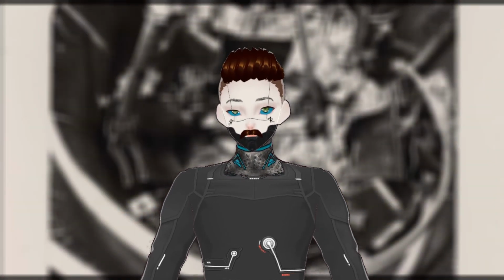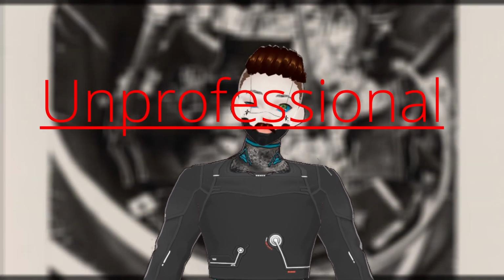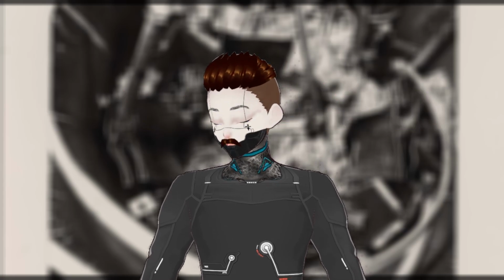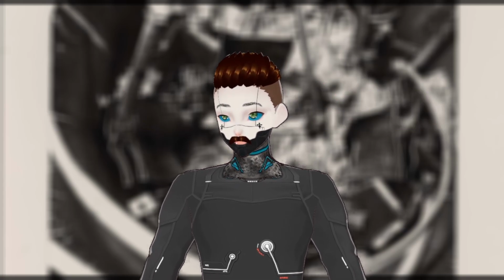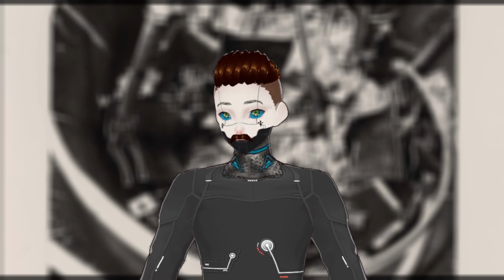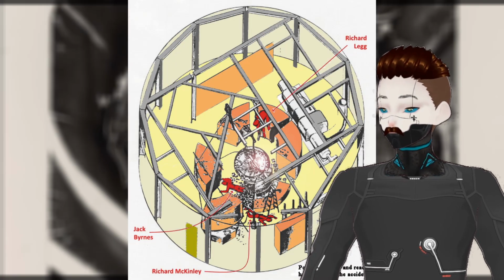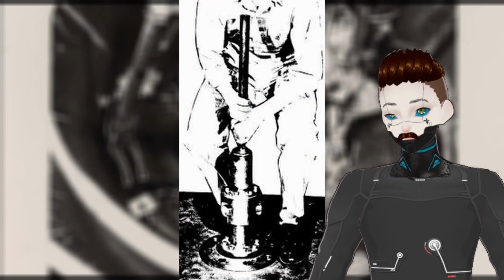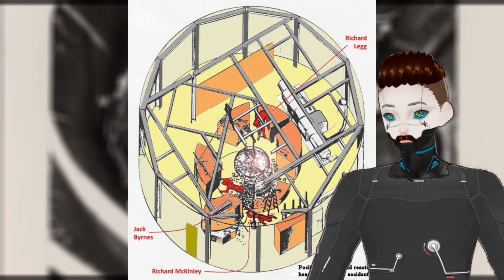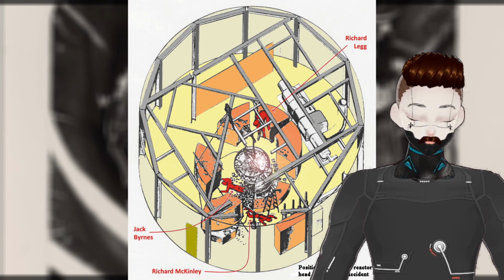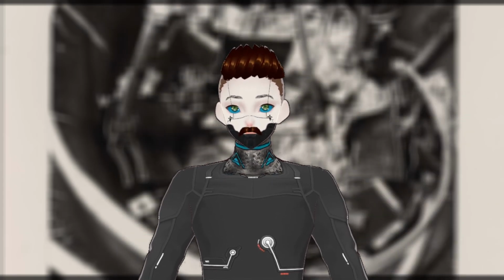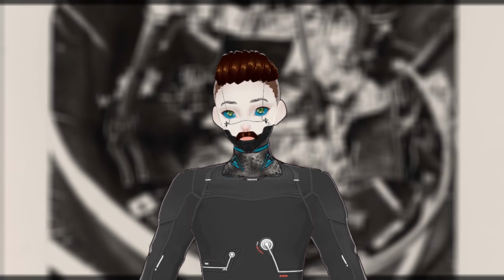So, let's see here. I gotta grab my notes here. So, according to what we know based off of where the bodies were found, Burns was lifting the control rod, Legg was standing over him, and McKinley was at the controls, a few feet away. Oh god, this part gets tough because it's unfortunate what happened.